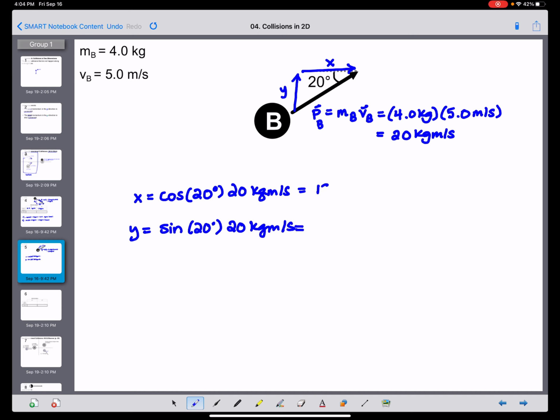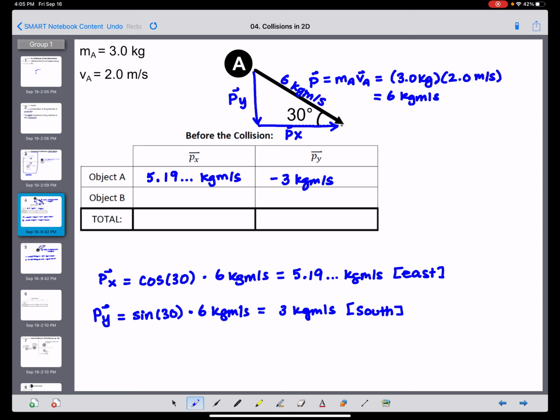Putting those in my calculator, for x I get about 18.7 kilogram meters per second east. And for y, I get 6.84 kilogram meters per second north. Now that I've calculated those, I'm going to go back to the previous slide and put these numbers for x and y into the chart. For B in the x direction, that was about 18.7, and it's positive because it's east. And for y, it was 6.84, and that's positive because it was north.